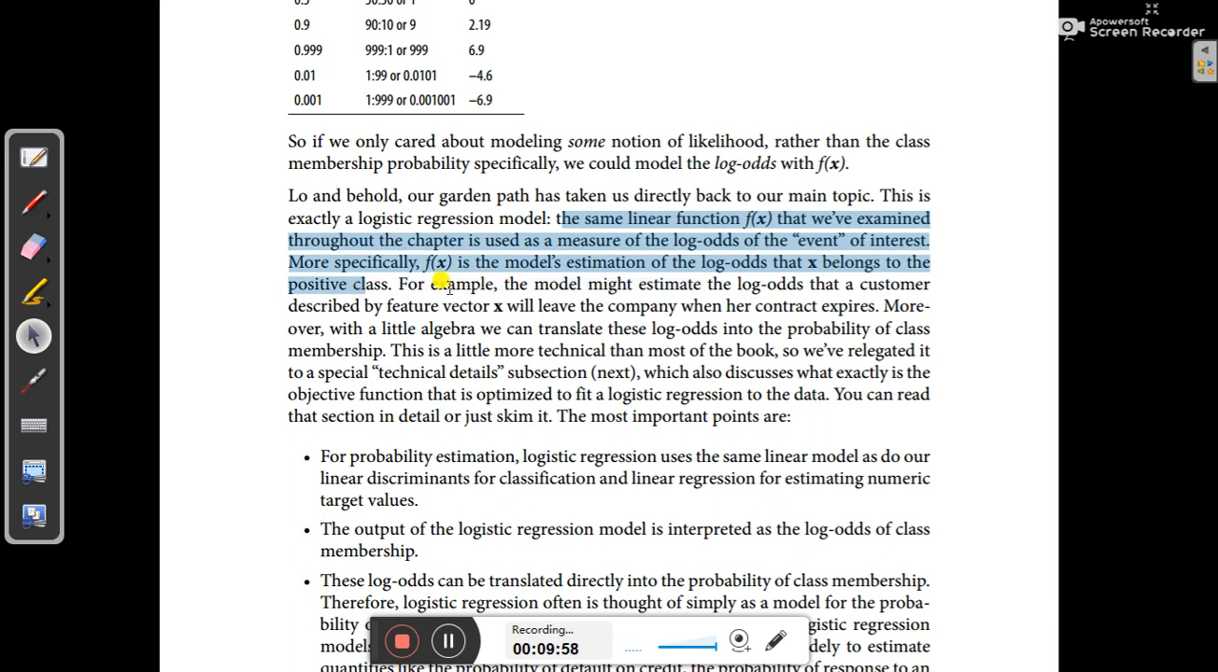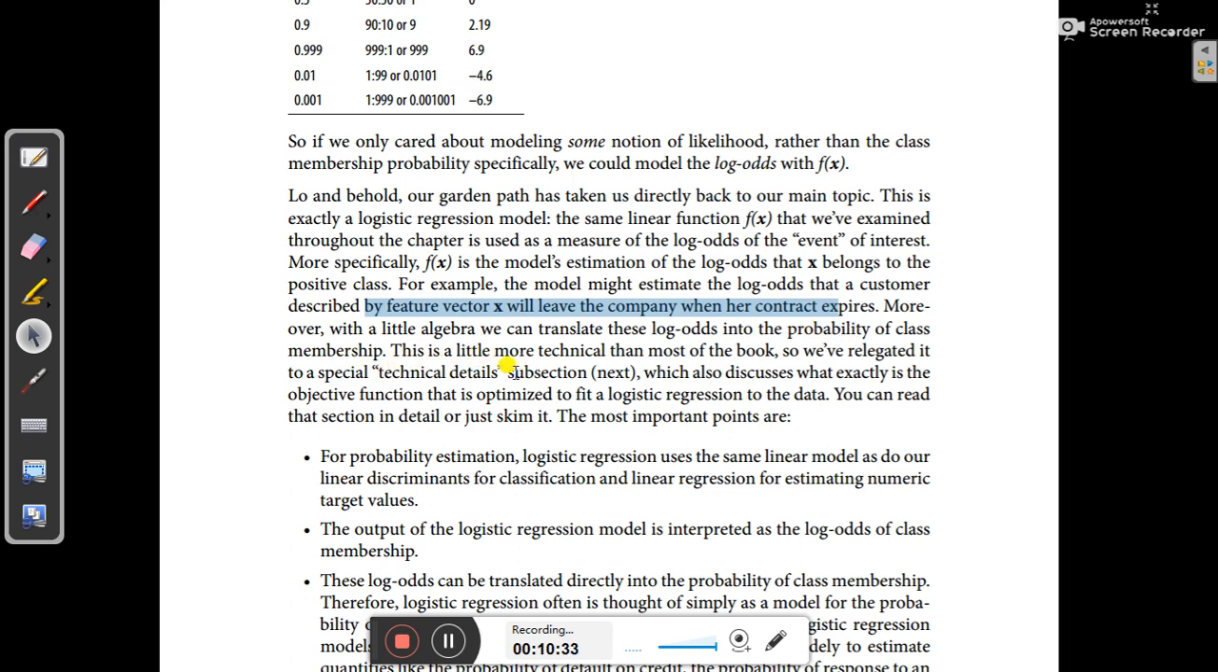For example, the model might estimate the log odds that a customer described by feature vector x will leave the company when her contract expires. So if your model estimates the logarithm of the odds of the event that the customer described by feature vector x will leave the company when her contract expires, that can be understood. Moreover, with a little algebra we can translate this log odds into probability of class membership.